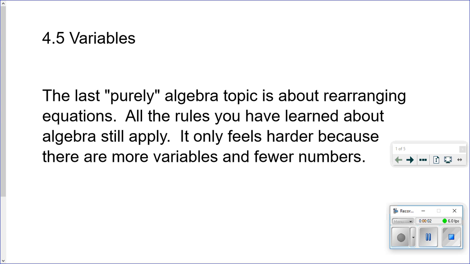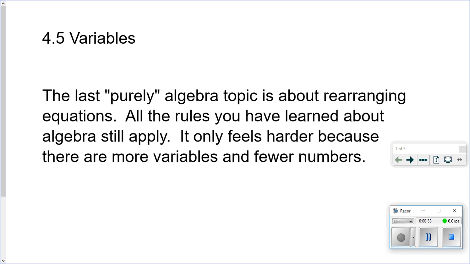Hi guys, welcome back. We are on to the last purely algebra topic that we've got, and by that I mean we really haven't had much by way of word problems. We've mostly been learning the mechanics of algebra so that we can start doing word problems. Remember, the whole reason that we have math is to solve real life problems. It isn't just to sit and play with letters and numbers, although that is a lot of fun.